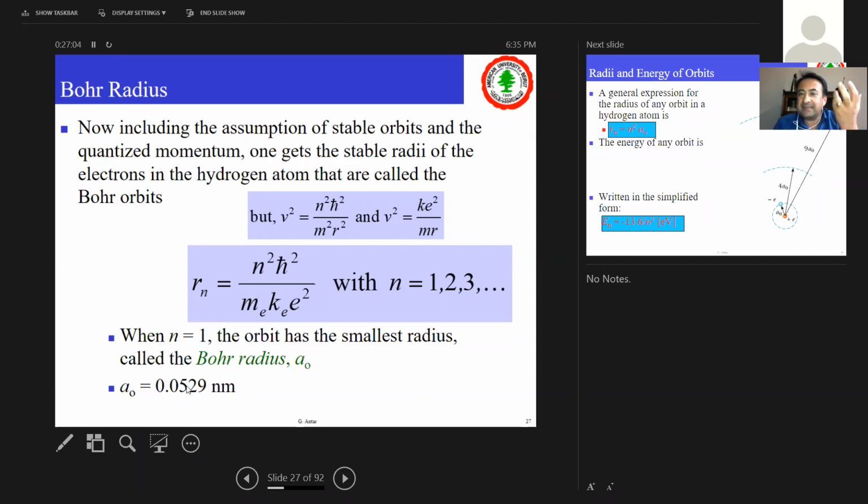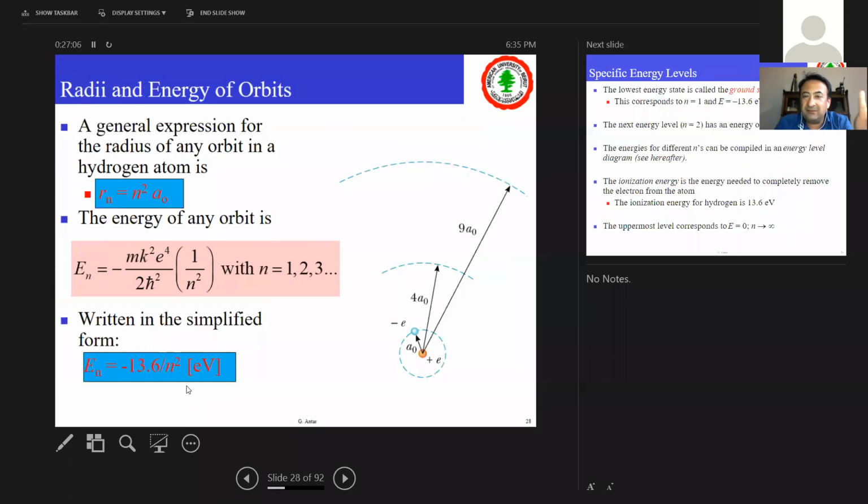Okay, if we take this radius and hook it to the energy, we now have a formula for the energy, where E_n is equal to minus the mass of the electron, k_e squared, e to the power 4, divided by 2 h bar squared, times 1 over n squared. And now you can see this 1 over n squared here. If I put these numbers together, then I'm going to have that my energy E_n equals minus 13.6 eV divided by n squared. Okay? And these are the two formulas that you must remember.